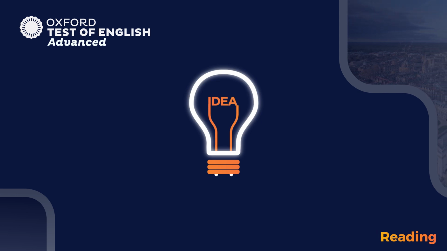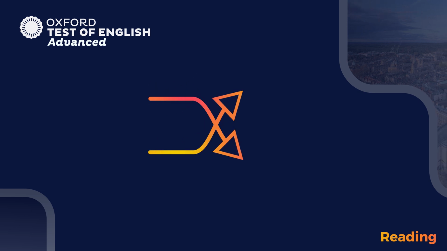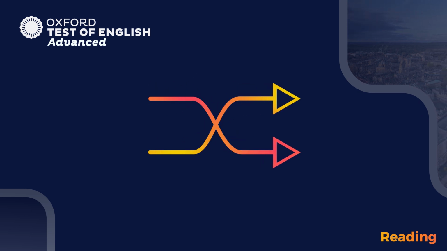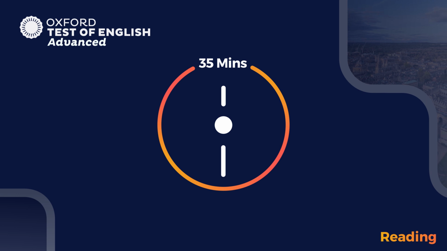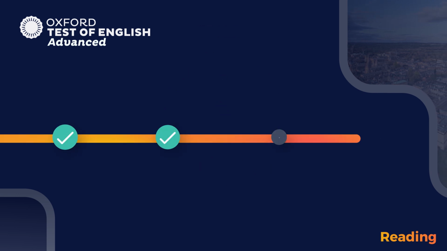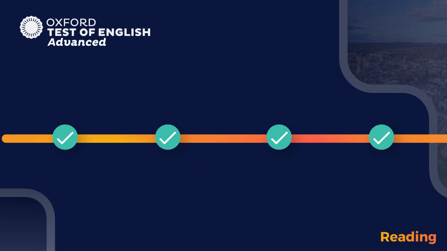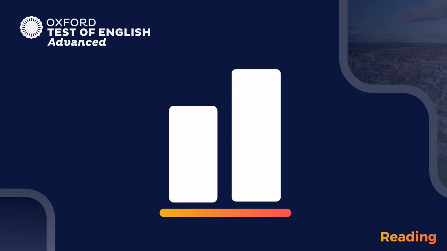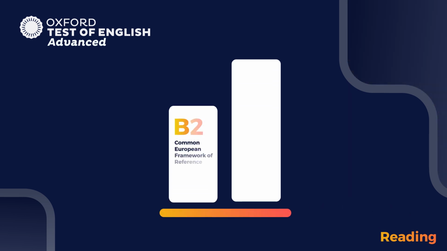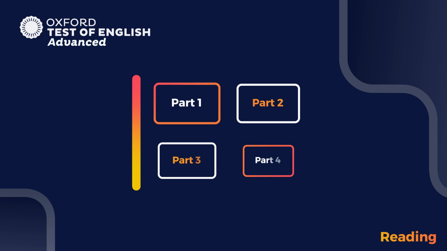We'll then finish with tips to help you to do your best when you take the Oxford Test of English Advanced Reading module. This module is computer adaptive, which means that the test adapts to your ability. It takes approximately 35 minutes to complete, and your answers are auto-marked as you take the test. Tasks are designed to measure your ability to read in English at B2 and C1 levels of the CEFR, the Common European Framework of Reference for Languages. It consists of 4 parts.